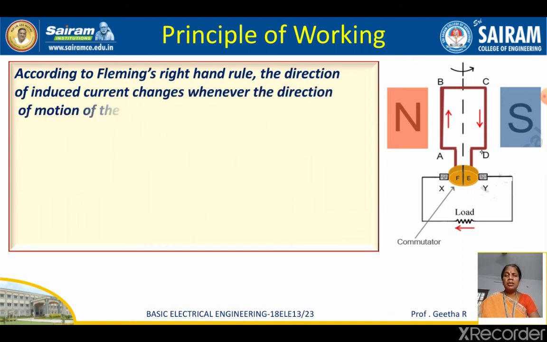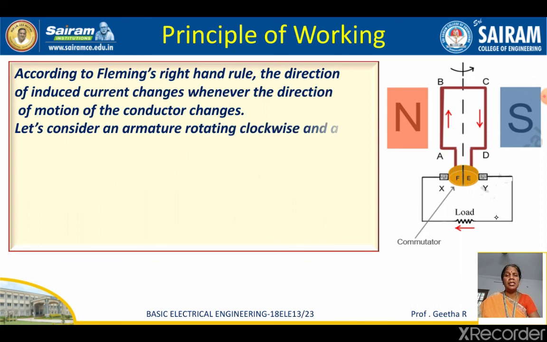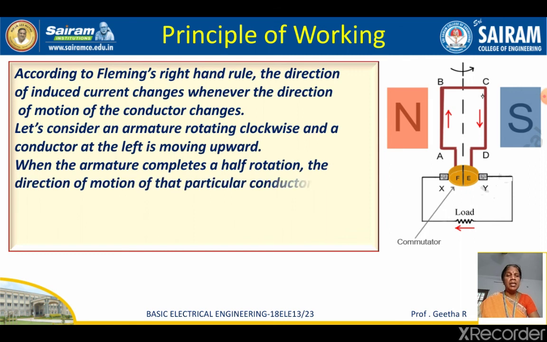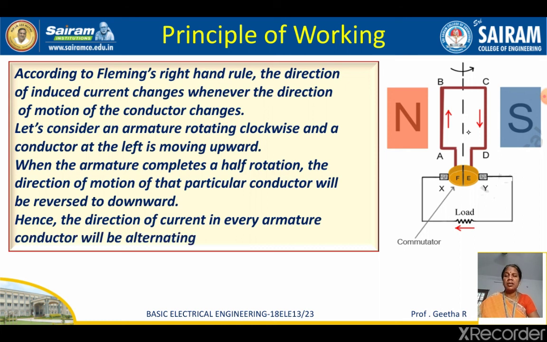According to Fleming's right hand rule, the direction of the induced current changes whenever the direction of the motion of the conductor changes. Initially ABCD is in this direction. When it turns 90 degrees and another 90 degrees, it goes to the opposite position. At that time the direction of the EMF induced will be opposite. Let's consider the armature rotating clockwise and a conductor at the left moving upward. When the armature completes half a revolution, the motion of that conductor will be reversed, downward. Accordingly, the direction of the current in every armature conductor will also be alternating.